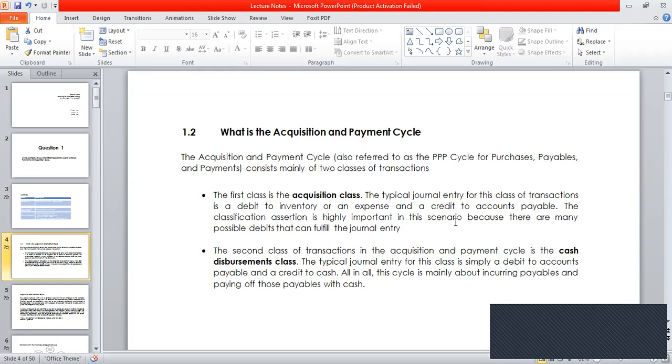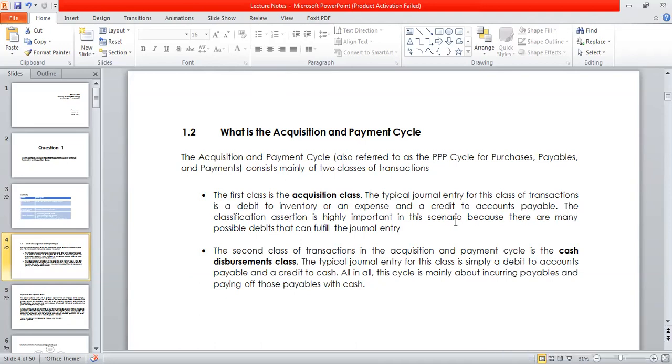And the second class of transaction in the acquisition and payment cycle is the cash disbursement class. The typical journal entry for this class is simply that you debit your accounts payable and credit the cash. All in all, this cycle is mainly about incurring payables and paying off those payables in cash. The payment can be made in cash or using a check or electronic transfers or any other form of payment.